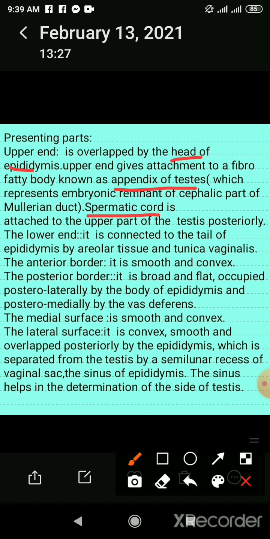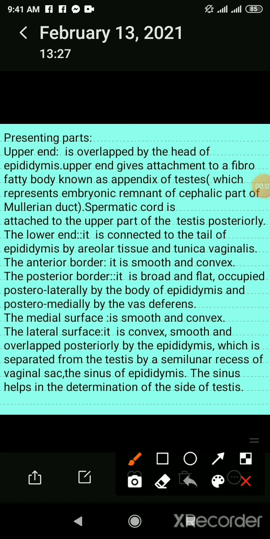The lower end is connected to the tail of the epididymis, and the anterior border is smooth and convex, but the posterior border is broad and flat and overlapped posterolaterally by the body of the epididymis and posterolaterally by the vas deferens. The medial surface is smooth and convex, and the lateral surface is overlapped posteriorly by the body of the epididymis, and is separated from the testis by a semilunar recess, which is known as the sinus of the epididymis.